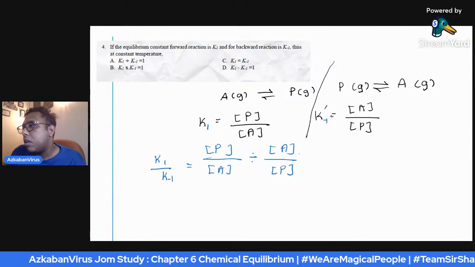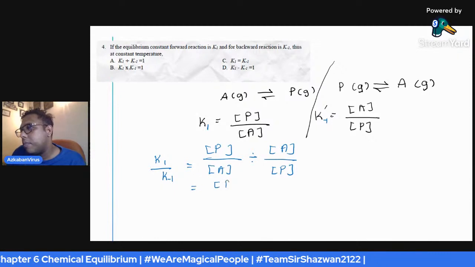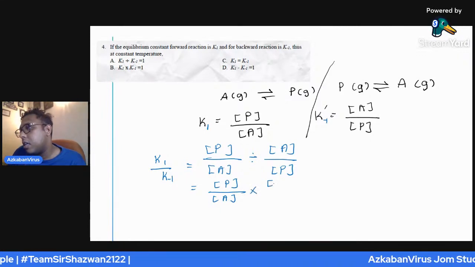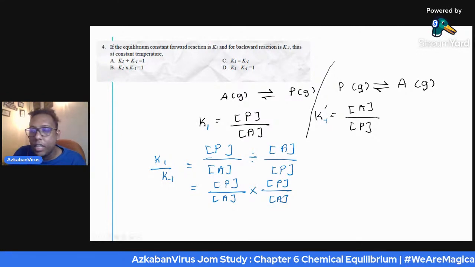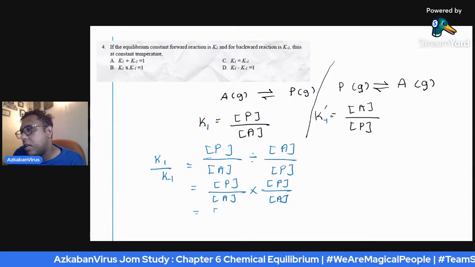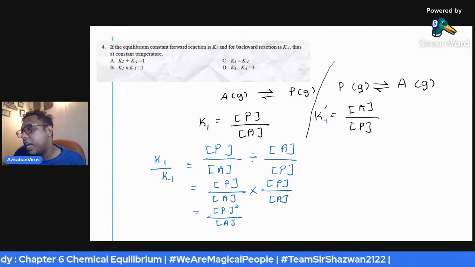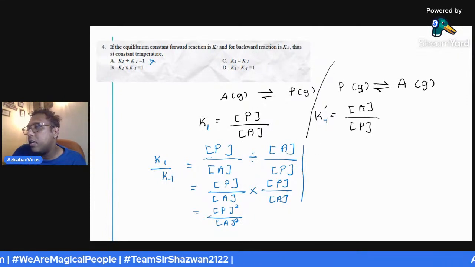Oh, betul lah. Bahagi kan? So, maksudnya kita akan jadikan dia darab P bahagi A darab dengan P bahagi A. Sebab dia ni inverse bahagi, so kita akan terbalikkan. Kita akan dapat concentration of product square bahagi concentration of A square. So ini salah. Tengok next one.